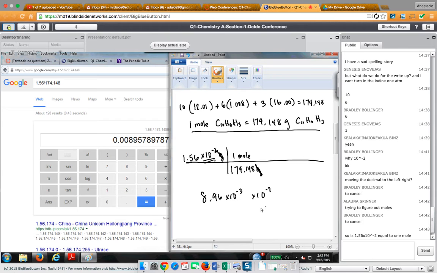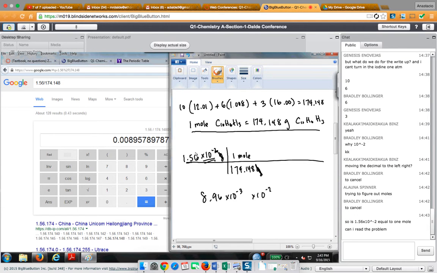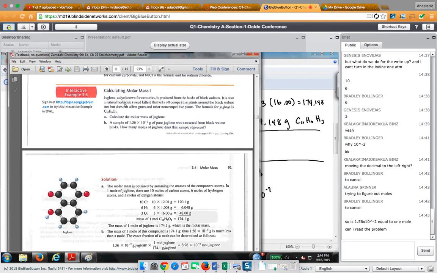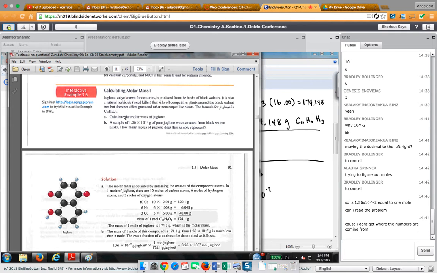Okay, here's the problem. Juglone is a dye known for centuries. And here's the equation, C10H6O3. A sample of 1.56 times 10 to the negative 2 grams of pure Juglone, extracted from black walnut. So what we want to figure out is how many moles of this stuff there are. Does that make sense? They're not lying. There is such a thing as Juglone.